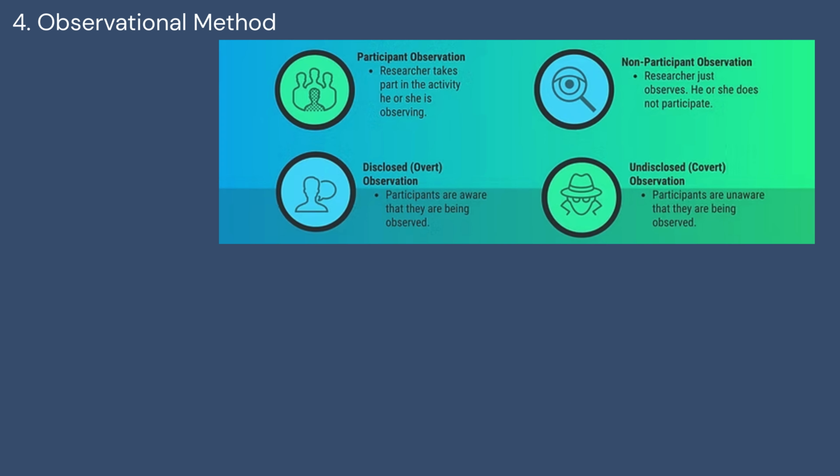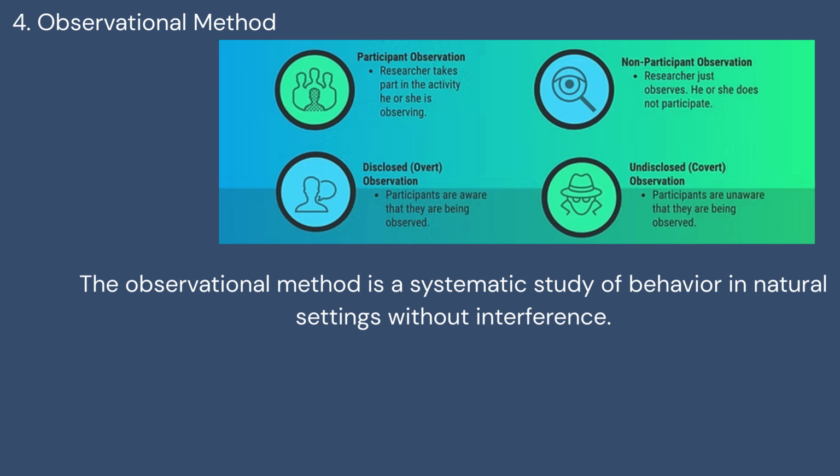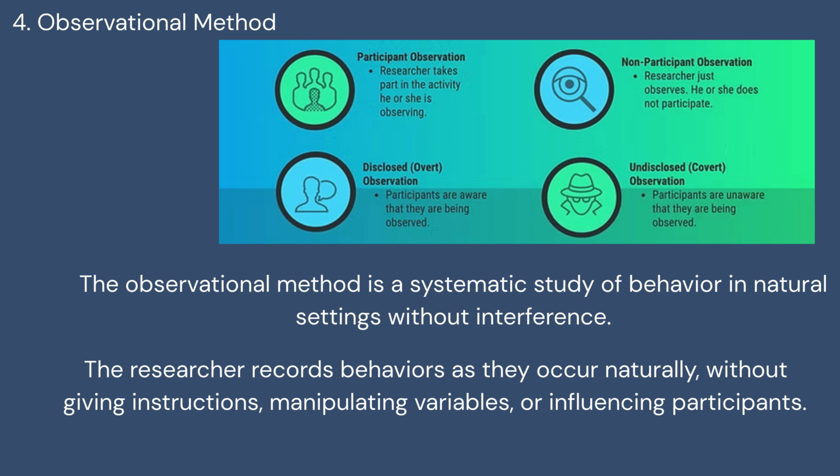4. Observational method. The observational method is a systematic study of behavior in natural settings without interference. The researcher records behaviors as they occur naturally, without giving instructions, manipulating variables, or influencing participants.